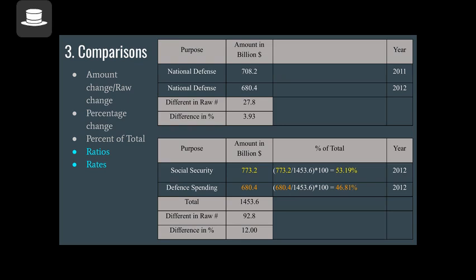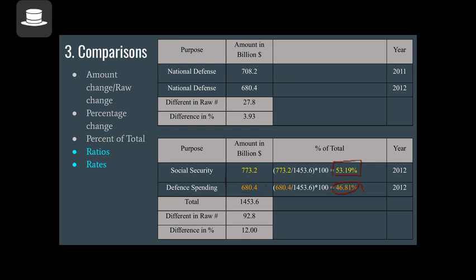So to do that, you take the amount spent on Social Security, divide it by the total amount, and multiply it by 100, then you get the percent of total spent on Social Security, which is 53%. And if you do the same for defense, it will give you the percent of total for defense. So if you're comparing categories for the same year to see which one you spend more on, it seems like you spend a little bit more on Social Security when compared to defense. So those kinds of comparisons will be more meaningful.